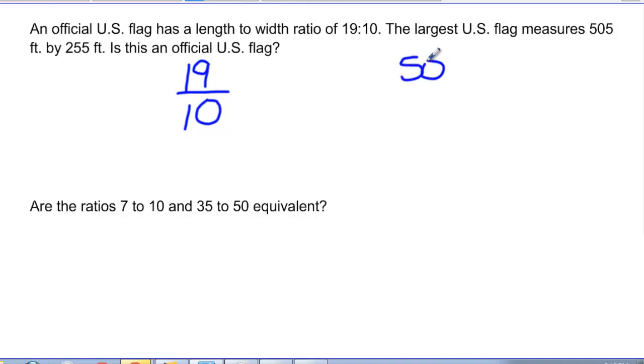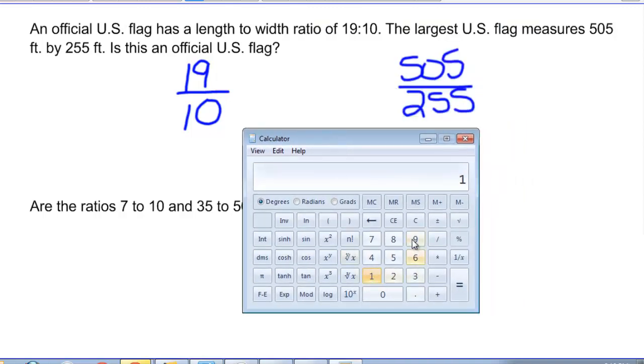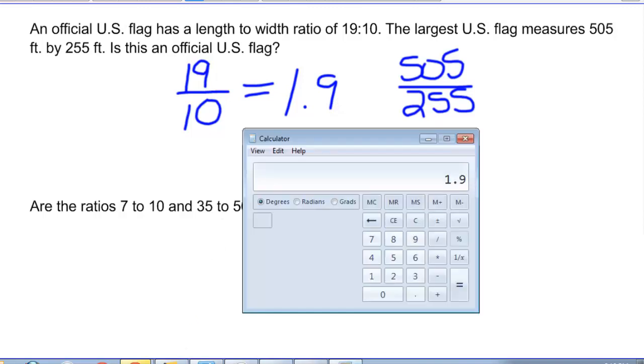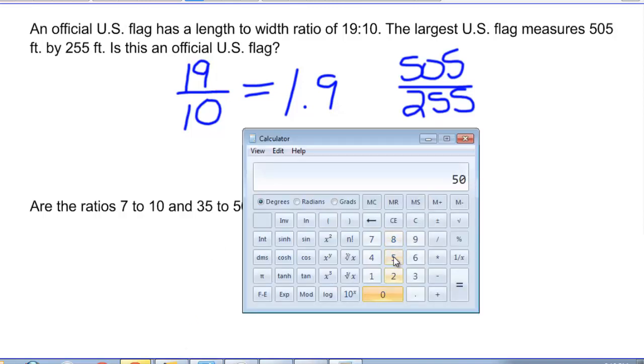So, I don't know about you guys, but when I change a fraction to a decimal or a ratio to a decimal, I like to use a calculator. So we're going to take the top number divided by the bottom number, and that gives me 1.9 for 19 to 10. So this is equal to 1.9. And now we're going to do the same thing for the other ratio.